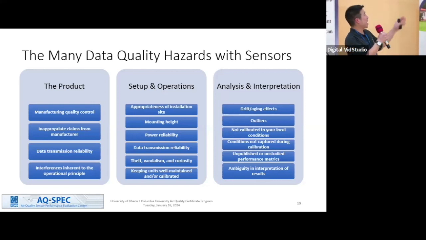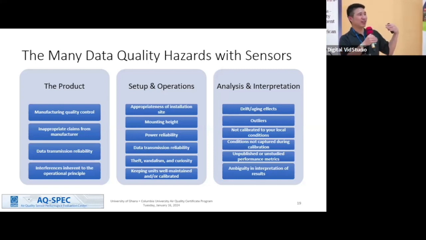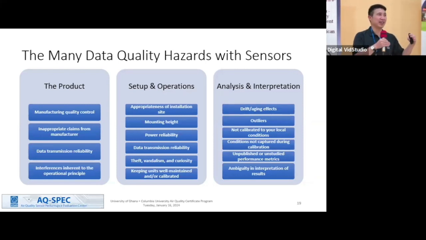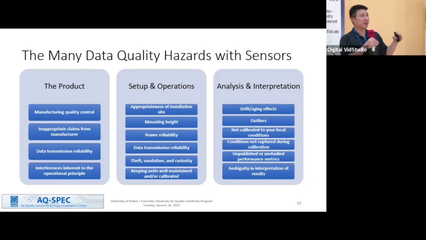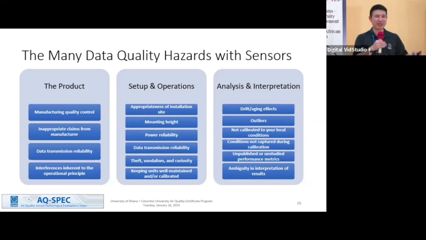Okay, so in the setup and operation, you have to make sure that the way that you install it and the site that you install it is appropriate, mounted at the correct height, that your power situation and your data transmission situation is good. There's often theft, vandalism, and curiosity issues that come with low-cost sensors being deployed out in the general areas. And also, keeping units well-maintained and well-calibrated. That's a really big challenge in terms of staff time and money to keeping your data quality high.